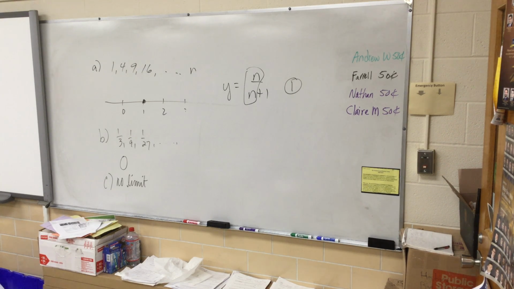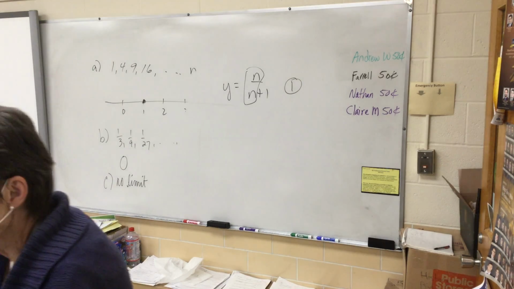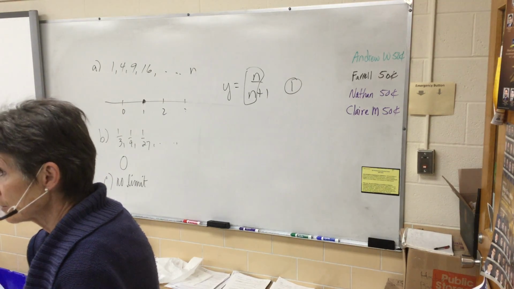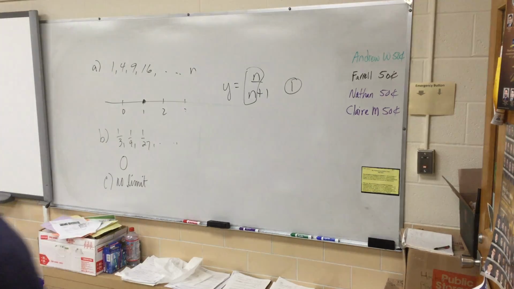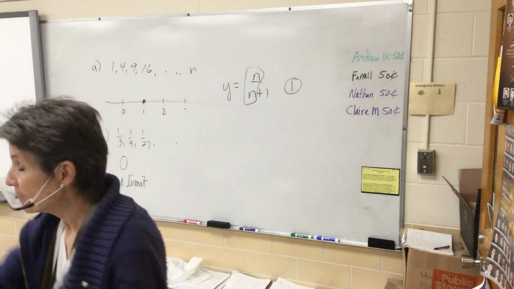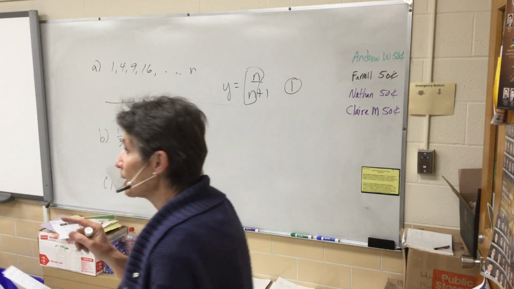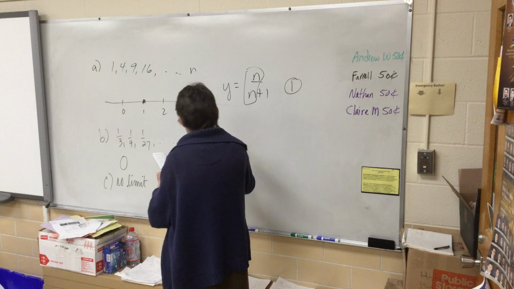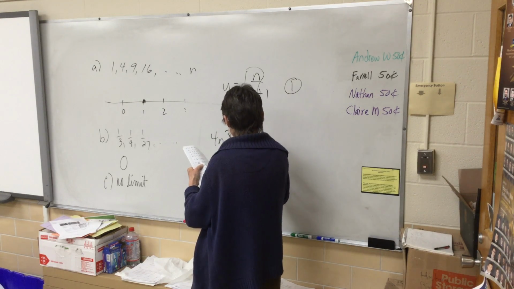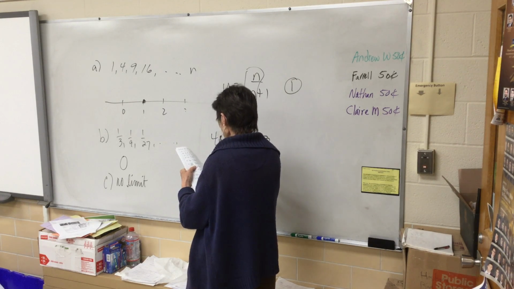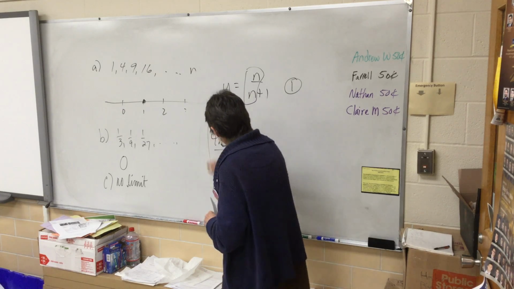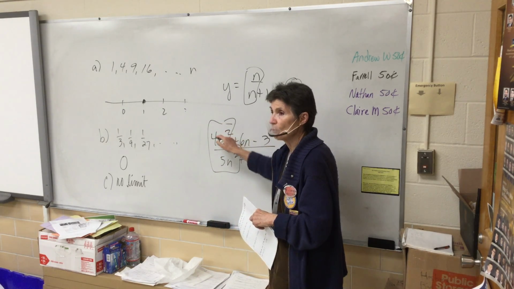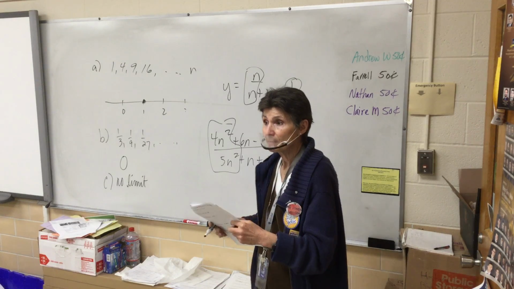How about E? What's E going to be? 2/3. Why is it 2/3? Because it's 2n over 3n, right? What about F? 4/5. Remember, you look at the highest power. And in letter F, isn't your highest power n squared? So I box those in, and I have 4/5.